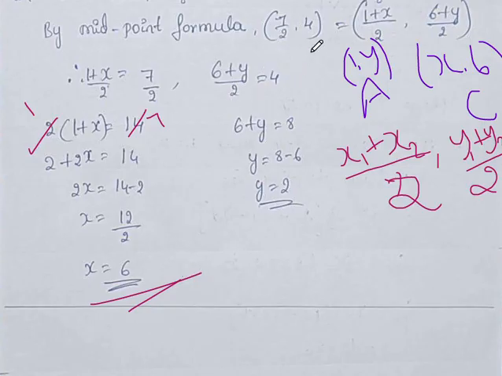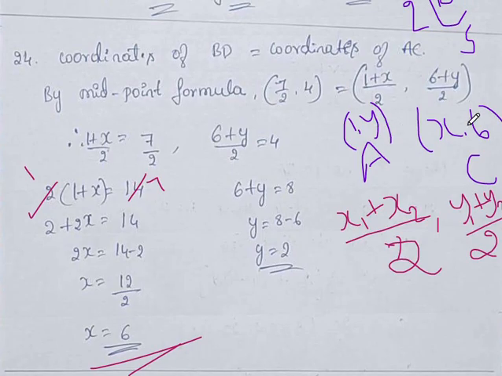Now simplify the other one. Cross multiply 2 into 4, that is 8. 6 plus y is equal to 8. Take this 6 to the right hand side, it becomes 8 minus 6, which is equal to 2. So the x value we got is 6 and the y value we got is 2. So here x is 6 and y is 2. Okay, so next one.